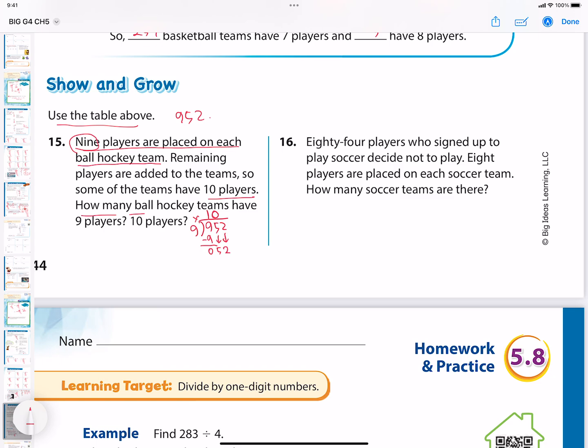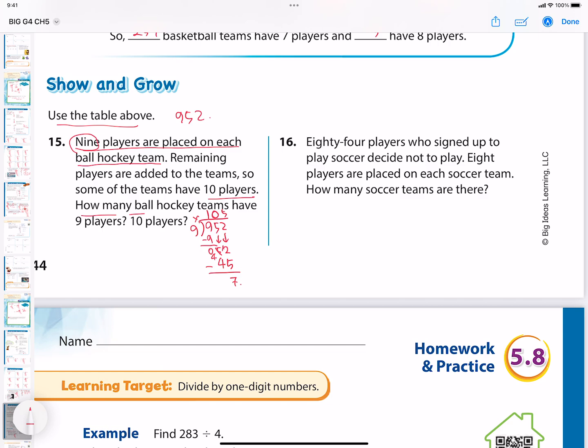Now find out, 9 times what is closest to 52 but not greater? We know 9 times 6 is 54, so that's too much. So you need to go by 5, which is 45. Take away, it becomes 4, 12. 12 take away 5 is what? 7.